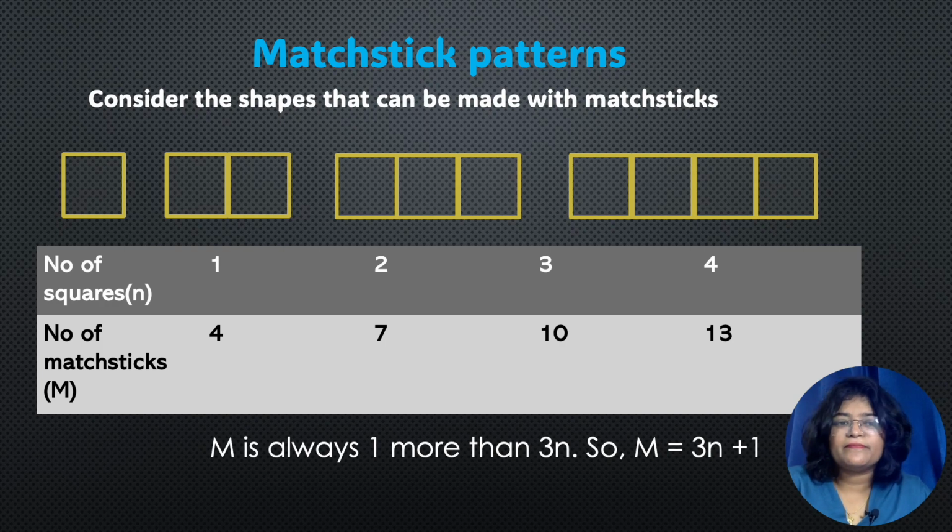Matchstick patterns. You can make squares out of matchsticks. Consider one square with 4 matchsticks, 2 squares will be with 7 matchsticks, 3 squares will be with 10 matchsticks, 4 squares will be with 13 matchsticks. Now if you see this pattern, m, or the number of matchsticks, is always 1 more than 3 times n. So if you have to make a formula for it, you can say m is equal to 3n plus 1.